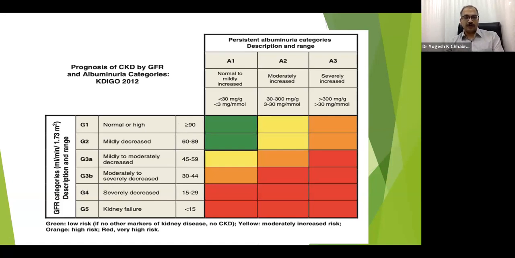As per the albuminuria, we are defining it as follows. The normal albumin leakage in a normal person is less than 30 milligram per gram, or as per the UK guidelines, it is less than 3 milligram per millimole. If it is between 30 to 300 milligram per gram, that means the person is excreting almost 30 to 300 milligram of albumin per day, then it is termed as moderately increased albuminuria.